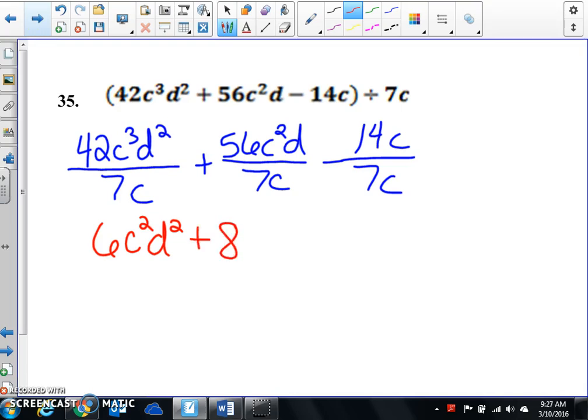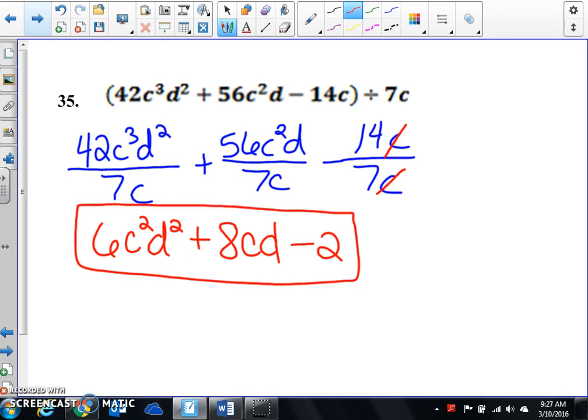I have 2 c's on top, 1 c on the bottom, so I'm left with 1 c and my d, minus 14 divided by 7 is 2, and my c's cancel. So then I go from highest order, so I've got c squared, c, and constant. So this is already ordered for me.